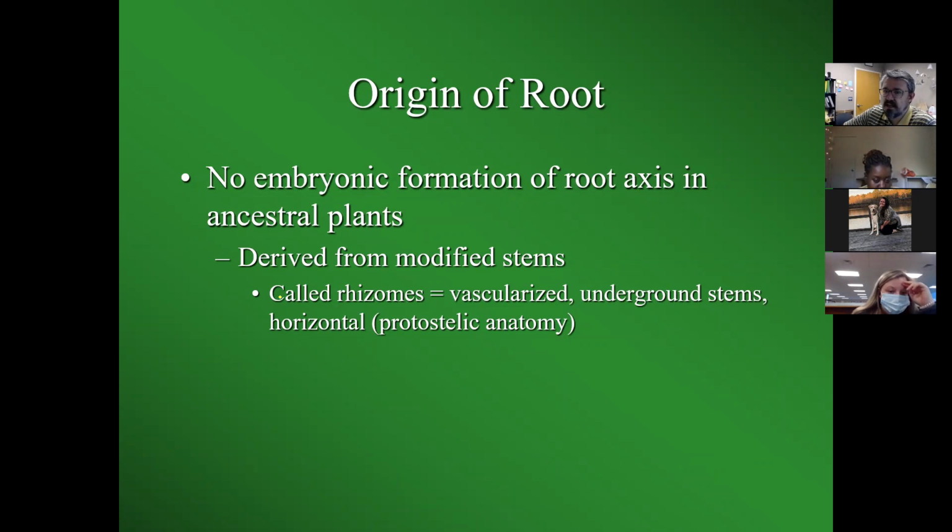Eventually, we started to see stems that we would call rhizomes. They start to get vascular tissue. They start to develop underground, and they start to be horizontal. So we see that in some of the early plants with early types of roots. Notice that in those early roots that are horizontal, we see protostele-like anatomy. So, protostelic anatomy.